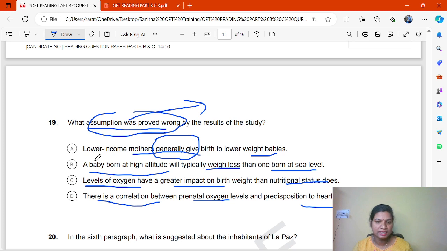Lower income mothers, low socioeconomic mothers, generally give birth to low birth weight babies. Okay, lower birth weight babies. Yes, we have some queries here. Okay, we'll keep it here.